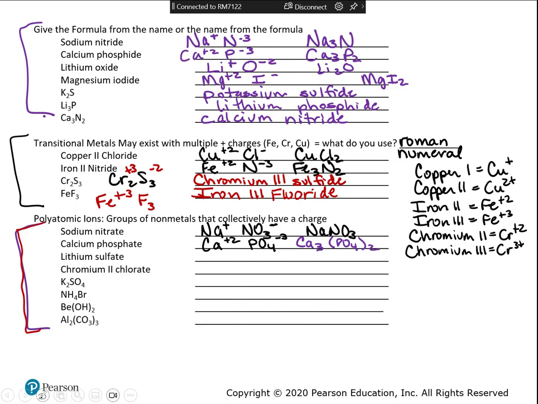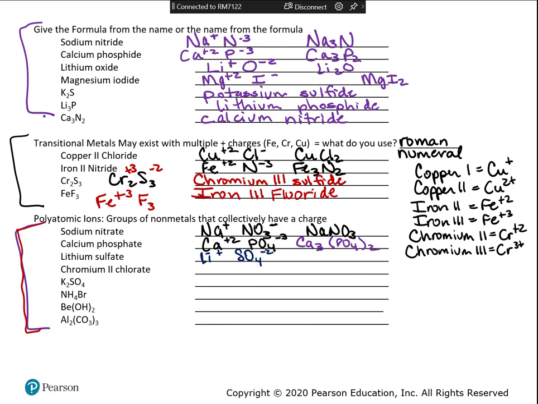Lithium sulfate. So we got Li. And what's its charge? +1. And then sulfate is SO4, and its charge is -2 or 2-. So they're not the same.